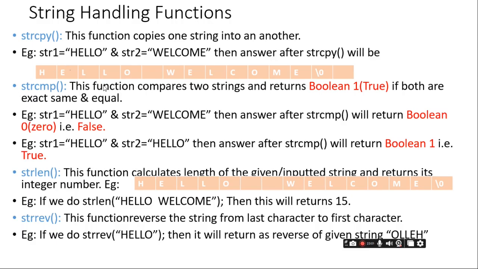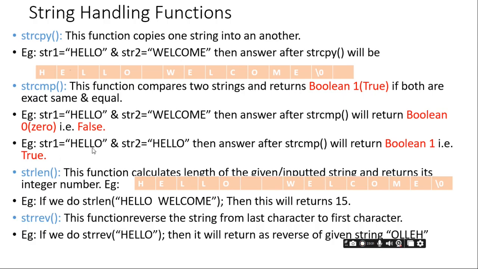Similarly, the strcmp function compares two strings and returns boolean 1, that is true, if both are exactly the same and equal strings. For example, str1 is hello and str2 is welcome. By looking at both strings, we can easily say that str1 is not the same as str2. Then strcmp will return boolean 0, that is boolean false.